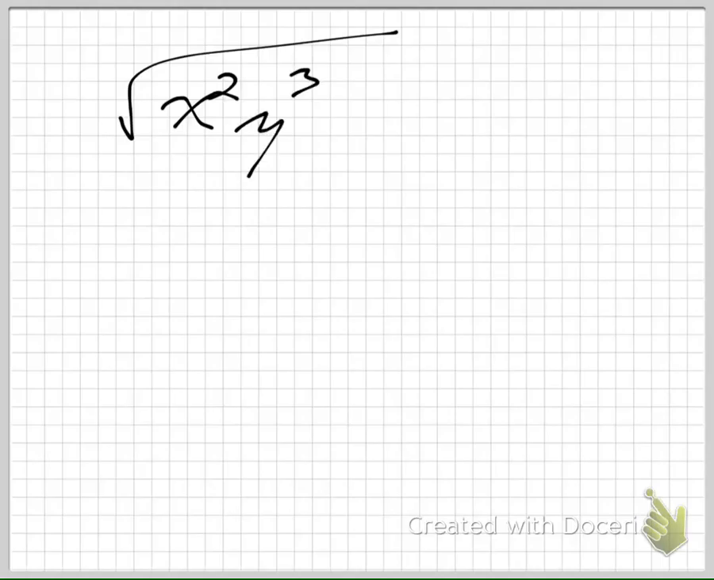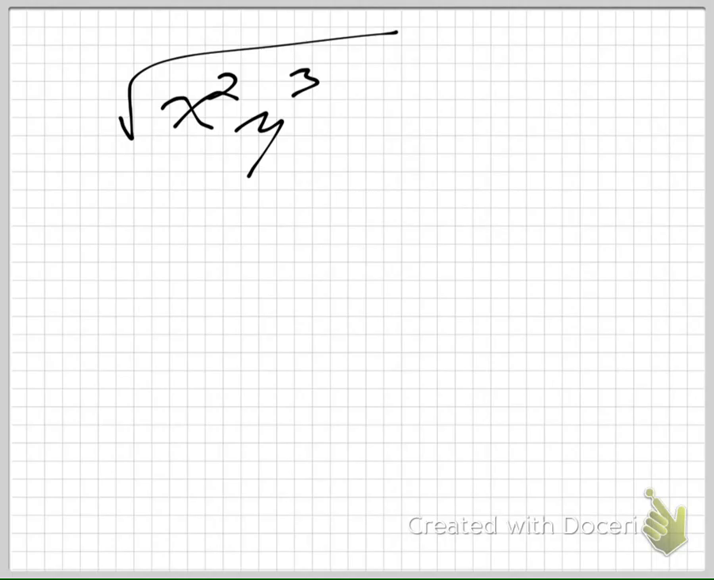I'm going to give you one sample of a big one. Okay, here we go. This is the sample. It is the square root of, well, hold on. Let's do this: x squared y to the third. I'm going to show you this.